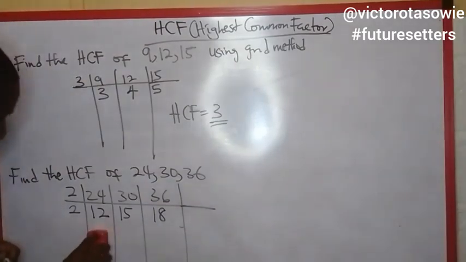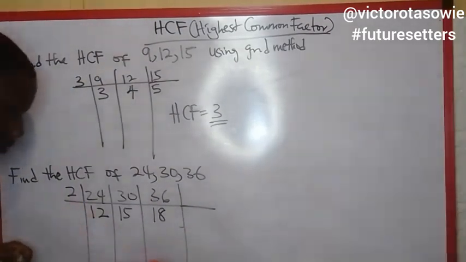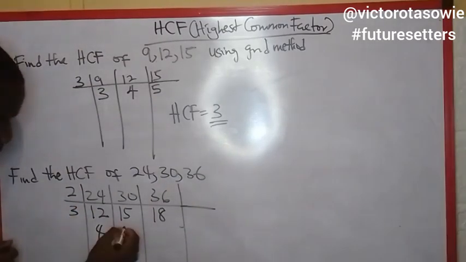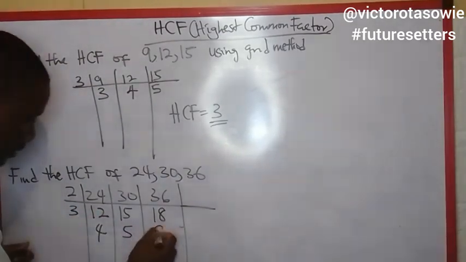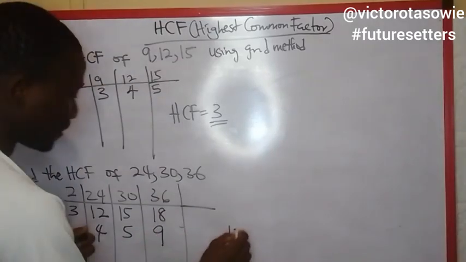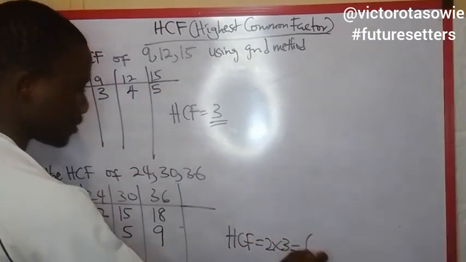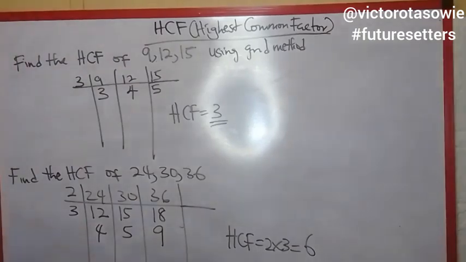So the only number that can go now is 3. 3 into 12 is 4, 3 into 15 is 5, and 3 into 18 is 9. So our HCF is 2 times 3, which is 6. So the HCF of 24, 30, and 36 is 6.